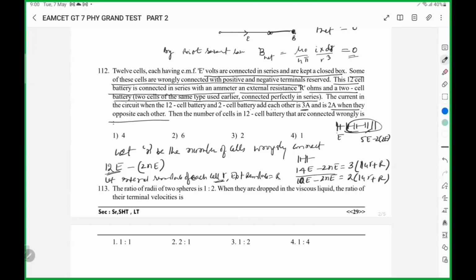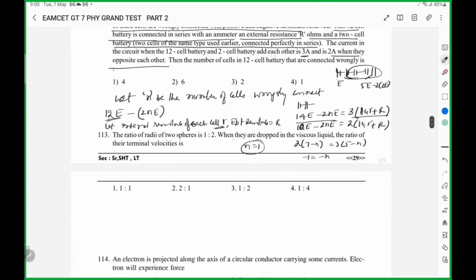So dividing one with the other, here you'll have 2 times (7 minus n) is 3 times (5 minus 14 minus 15 minus 3n plus 2n). So how many cells are connected wrongly? 1 cell. The answer is 1.